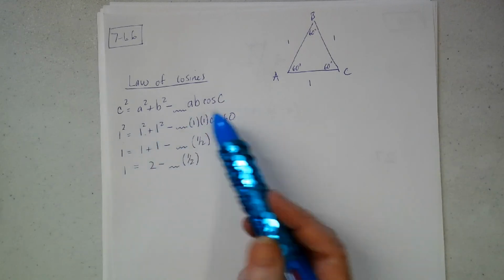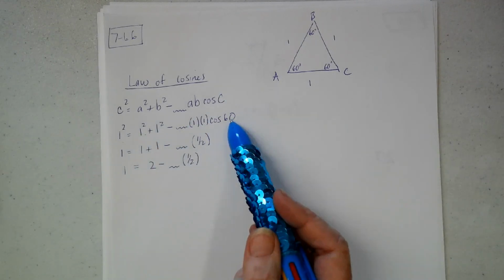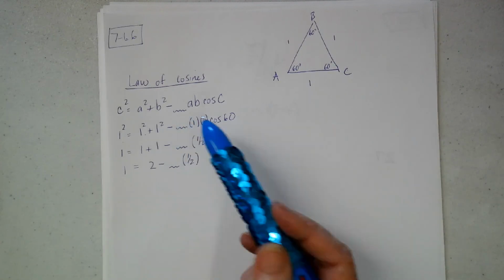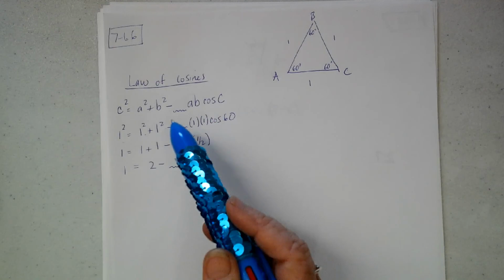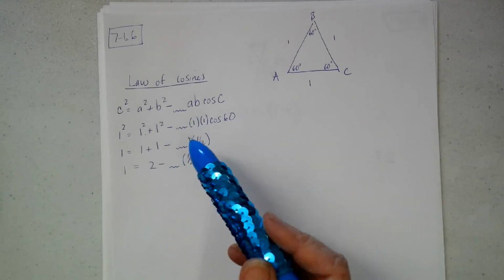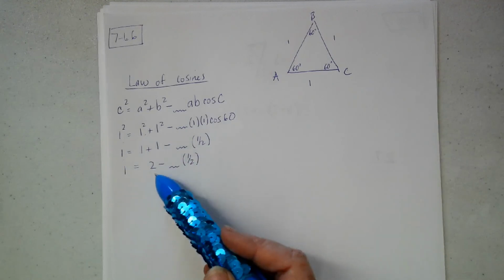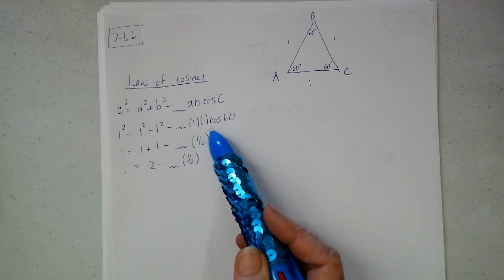Anyway, I just plugged in my 1s for my sides, and I plugged in my 60 for my angle, and then I'm leaving this little squiggly line. This is the thing we don't know. Like, we think it's 2, but we don't know. So then 1 squared is 1. If I add those two up, I get 2.